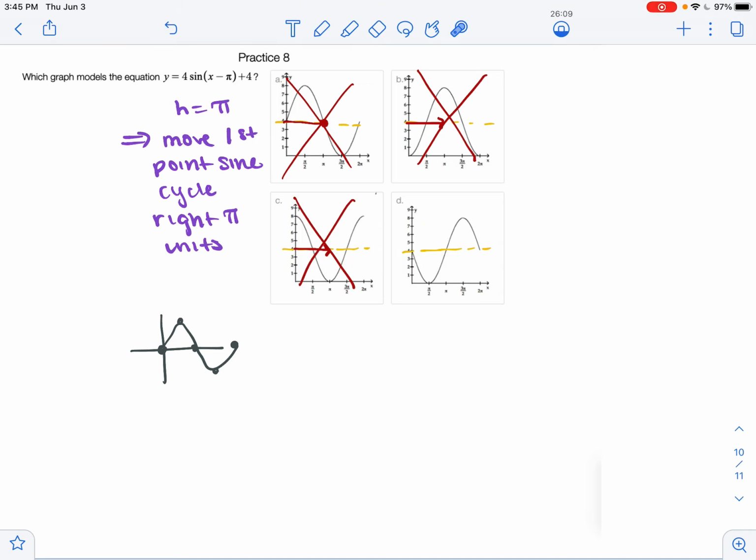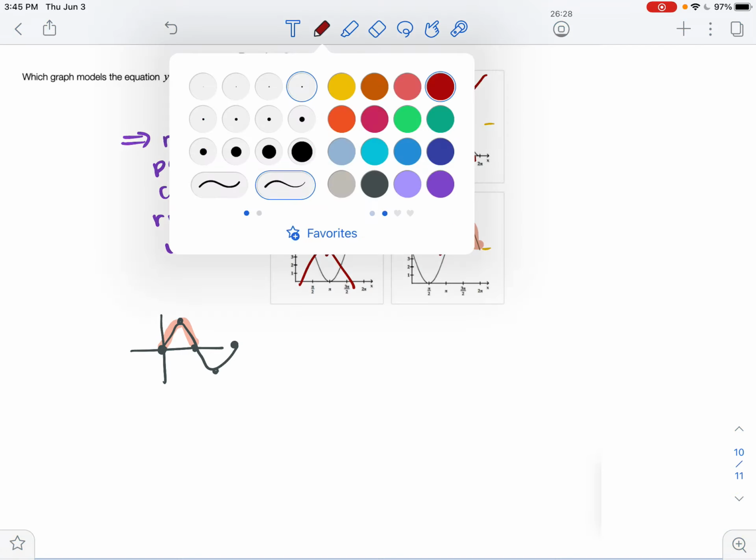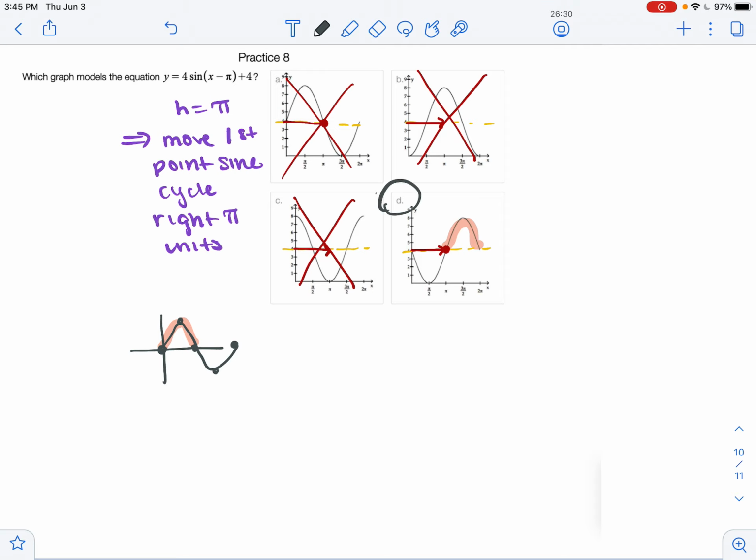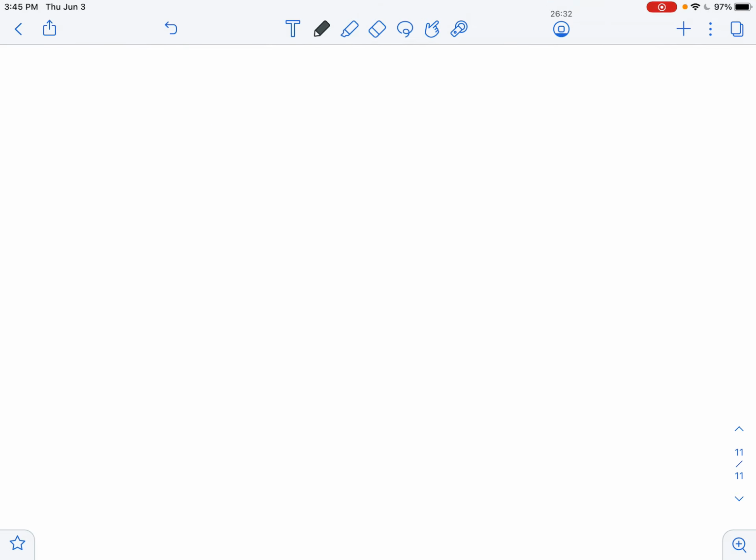Process of elimination does tell us that it's going to be D, but it would be worth noting that if we shift over to pi, we do follow max and midline next. So we start our cycle of maximum, midline. That is that move that we were looking for, that initial cycle of our sine curve. So answer for practice 8 is D.